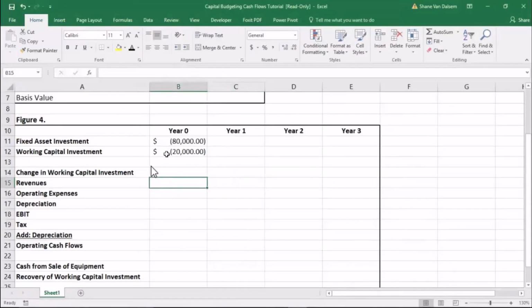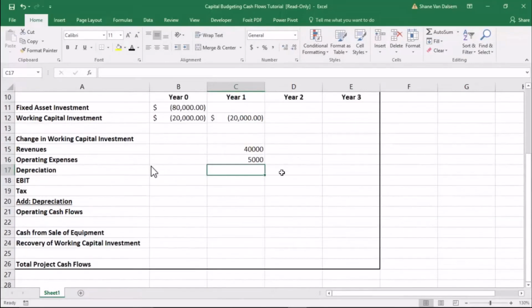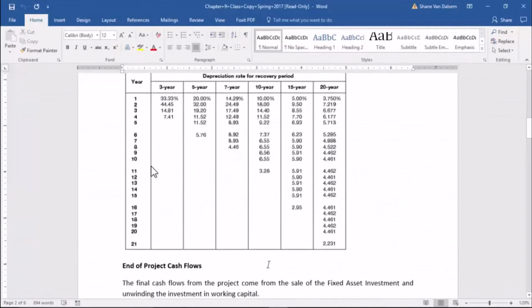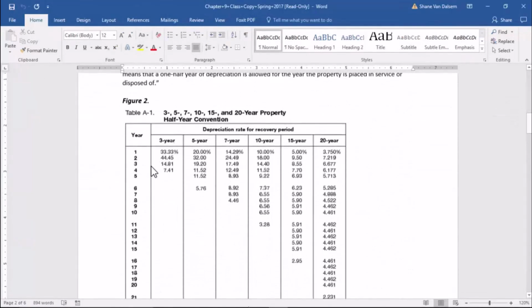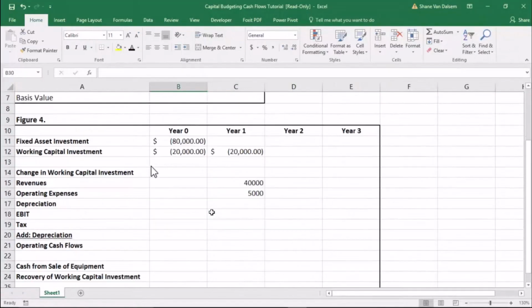So our revenues for the first year are $40,000. Our working capital investment stays the same. There's no change in it. Our operating expenses for the first year are $5,000. Our depreciation, what I'm going to do here is actually put in our depreciation percentages on the spreadsheet. So I'm going to go back here, and this has a 3-year life. If you read the introduction again, we have 33.33, 44.45. So I'll put those in right down here.